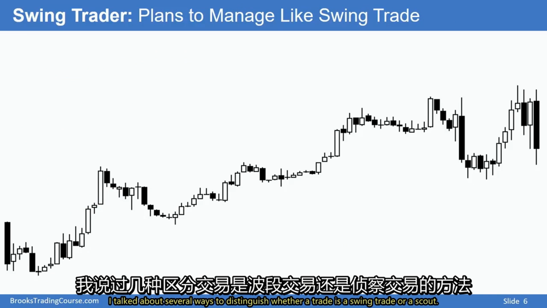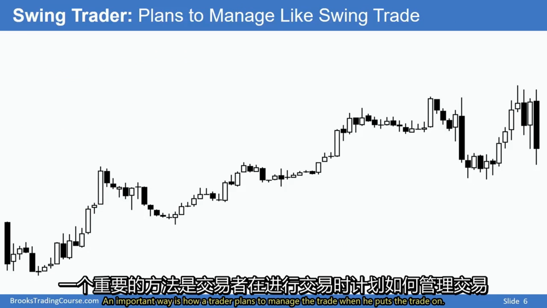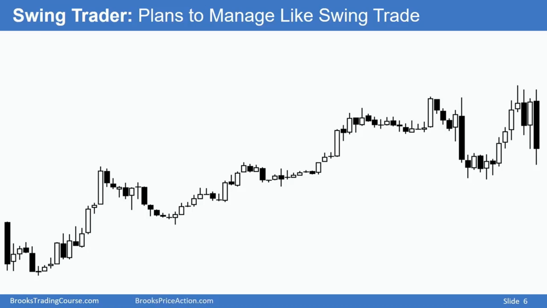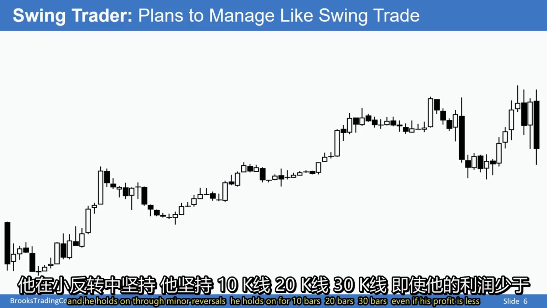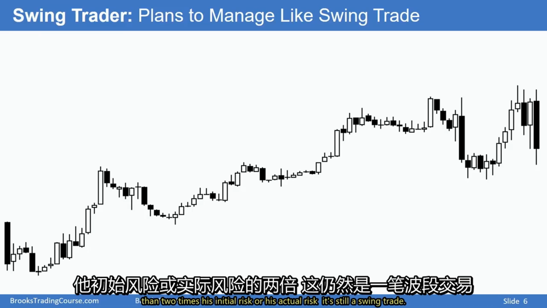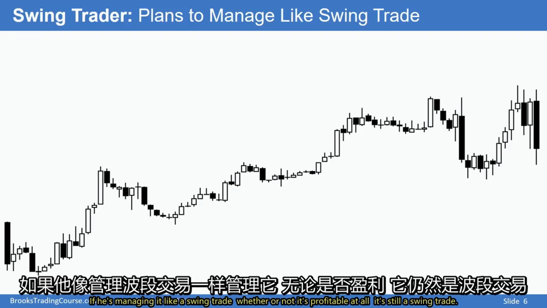I talked about several ways to distinguish whether a trade is a swing trade or a scalp. An important way is how a trader plans to manage the trade when he puts the trade on. If he's planning to manage it like a swing trade, and he holds on through minor reversals, he holds on for 10 bars, 20 bars, 30 bars, even if his profit is less than 2 times his initial risk or his actual risk, it's still a swing trade. If he's managing it like a swing trade, whether or not it's profitable at all, it's still a swing trade.